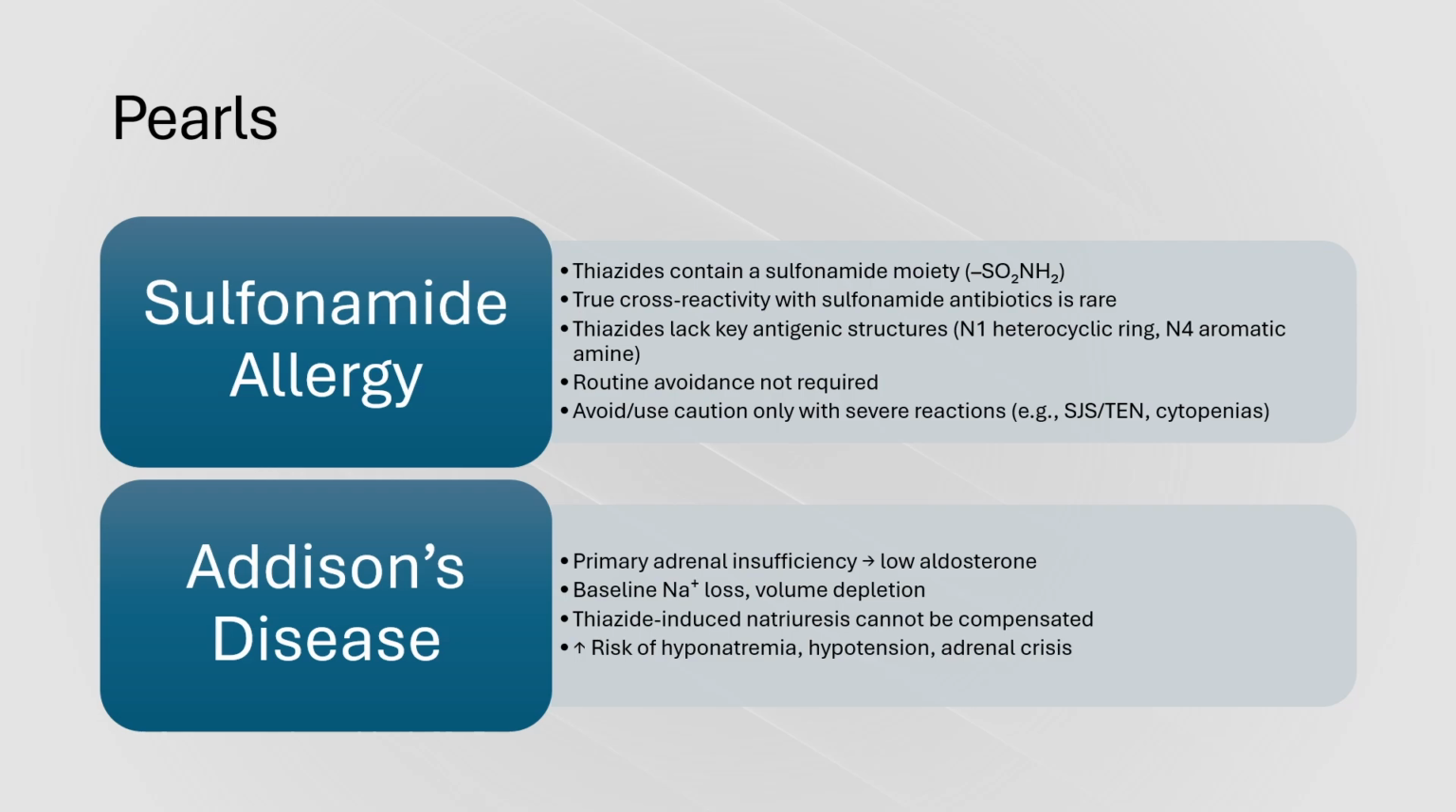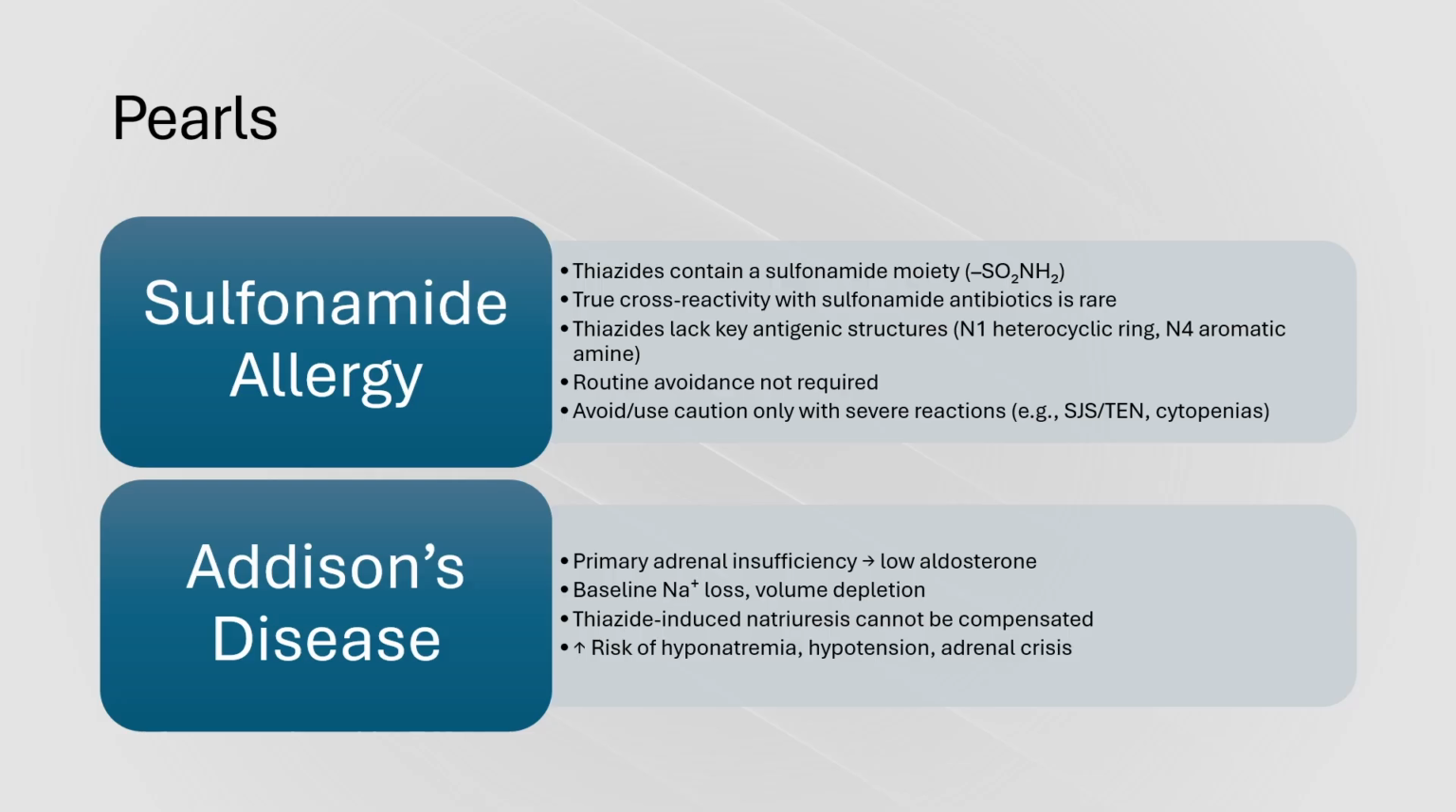Sulfonamide antimicrobial agents such as sulfamethoxazole or sulfadiazine possess two critical features absent in thiazide diuretics: an aromatic amine group at the N4 position and a substituted ring at the N1 position.